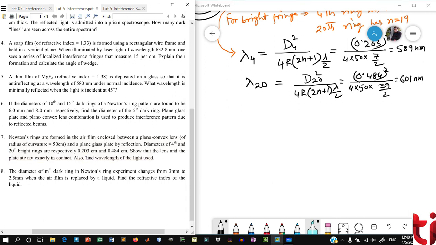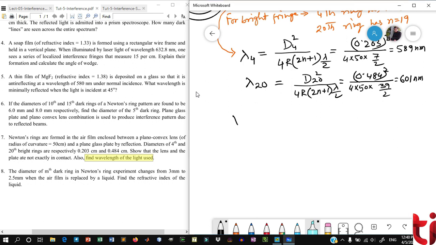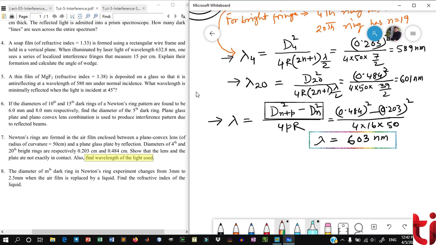In the second part of the problem, it asks to find out the wavelength of the light used. The wavelength of the light used is to be found out using this formula. Here, because we are taking the differences of the diameters, whatever error in counting the rings that we have made in case of D20 or D4, that gets cancelled out in this formula. So our final result is lambda is equal to 603 nanometer. So that ends our question number 7.